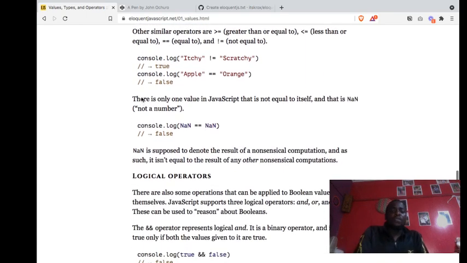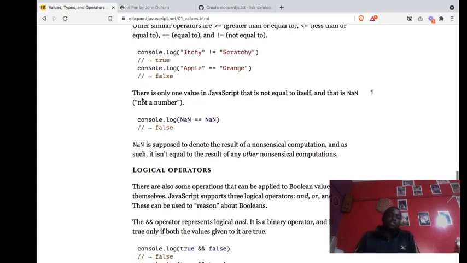There's only one value in JavaScript that is not equal to itself, and that is NaN, not a number. So console.log(NaN == NaN) is false. NaN is supposed to denote the result of a nonsensical computation, and as such, it isn't equal to the result of any other nonsensical computation.